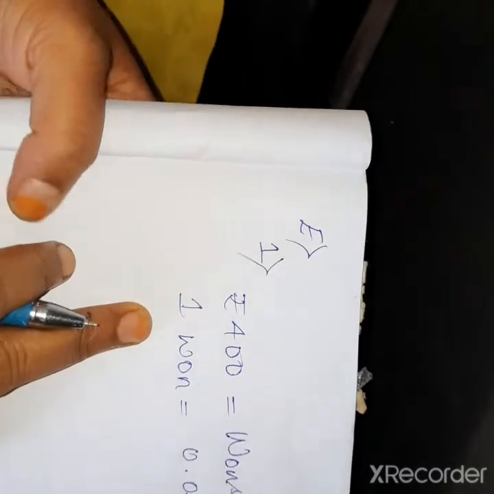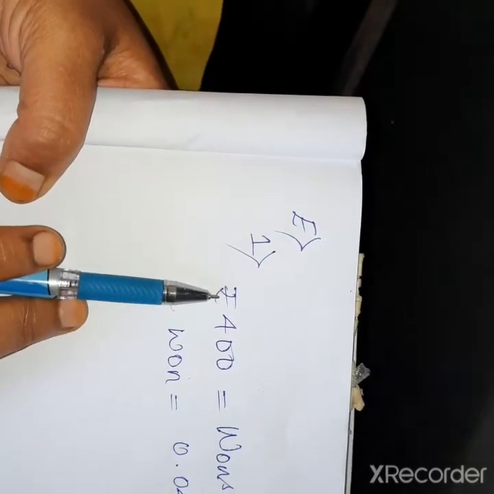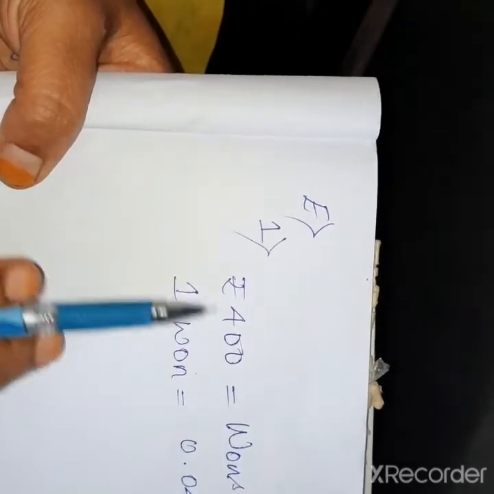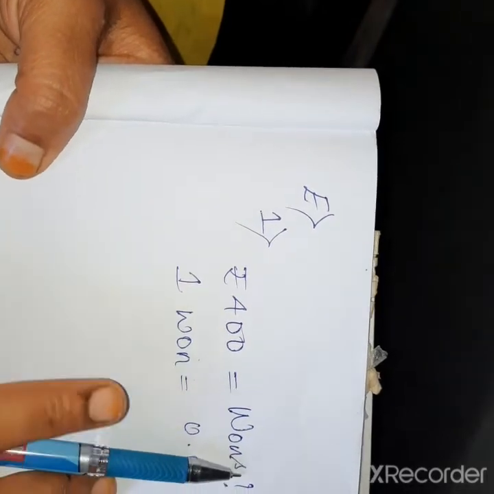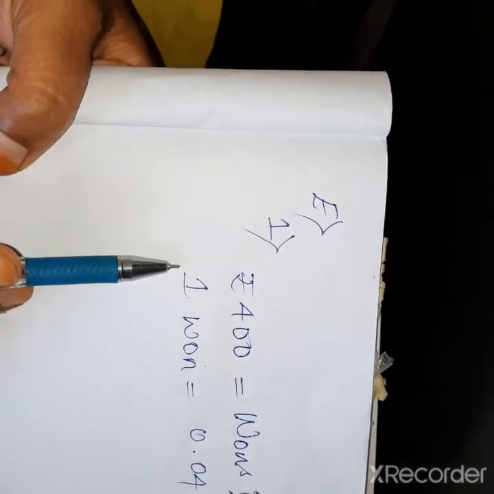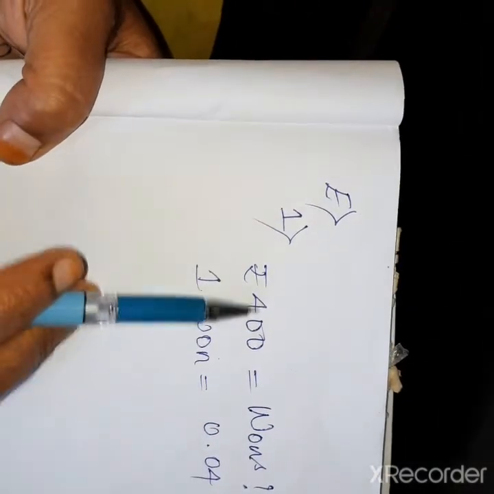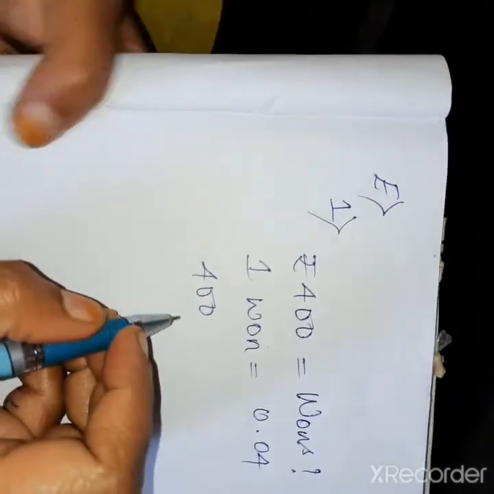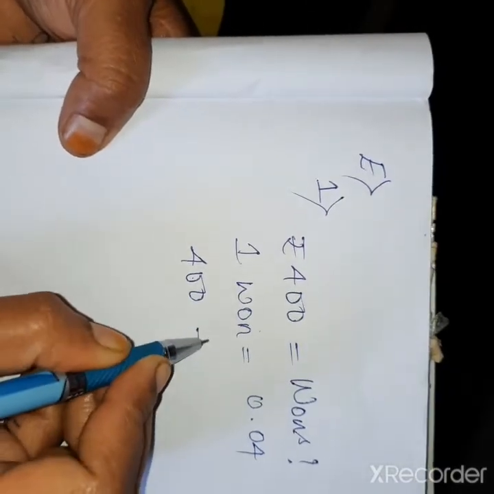Now in the same question, it is also asking how many 1 are equal to 400 rupees. Okay, 400 rupees, when you convert into Korean currency, how many 1 will you get? So we already know from the table 1 is equal to 0.04. To find for 400 rupees, again we have to do the same procedure that we did for the first part. This 400 we have to divide by 0.04.